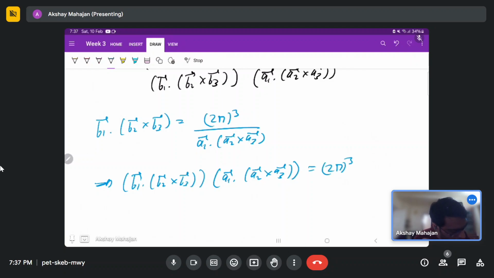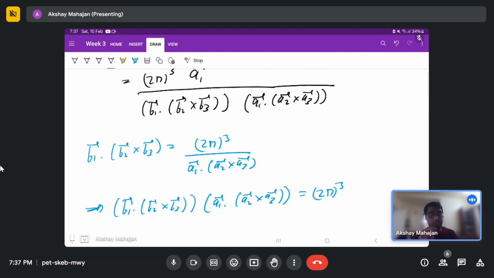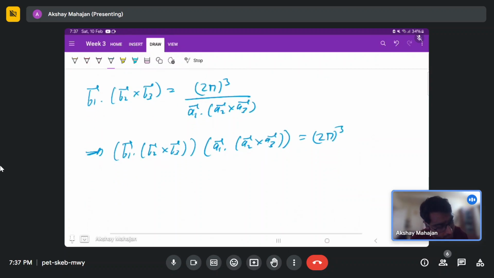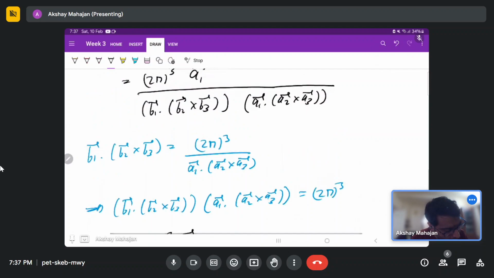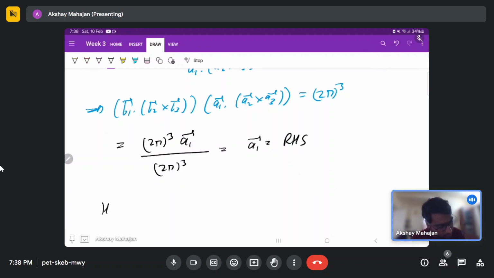So that was the reason why I didn't put the definition of b3 in terms of a_i's in the denominator, because the denominator is basically just going to be 2 pi cube. So this will become 2 pi whole cube, and the numerator was 2 pi whole cube e1 vector. Now the denominator will also be 2 pi whole cube. So we get e1 vector, and this is our RHS. So this is our hence proved.